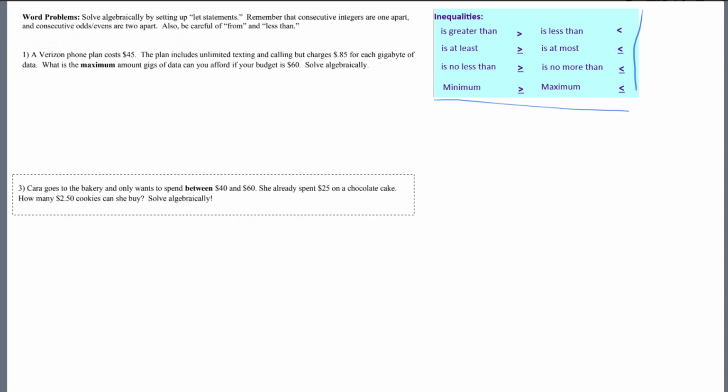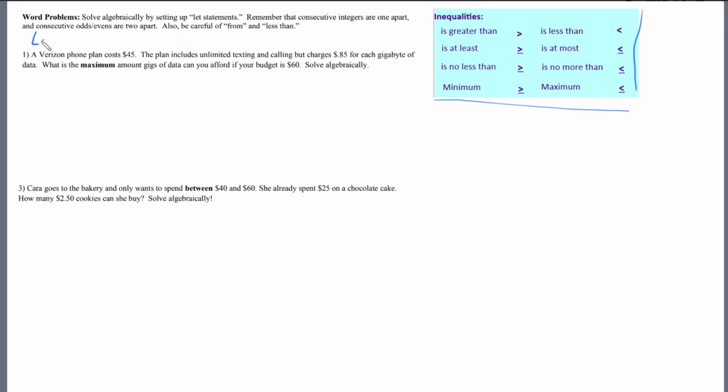Okay, let's solve some inequality word problems. So I know word problems can be a little bit intimidating for some of us, but if we just focus on identifying keywords and trying to keep a consistent system for solving these, it should be pretty straightforward. I've also included a little cheat sheet with some words to look out for that tell you what inequality we're working with. I also want to think about using let statements.